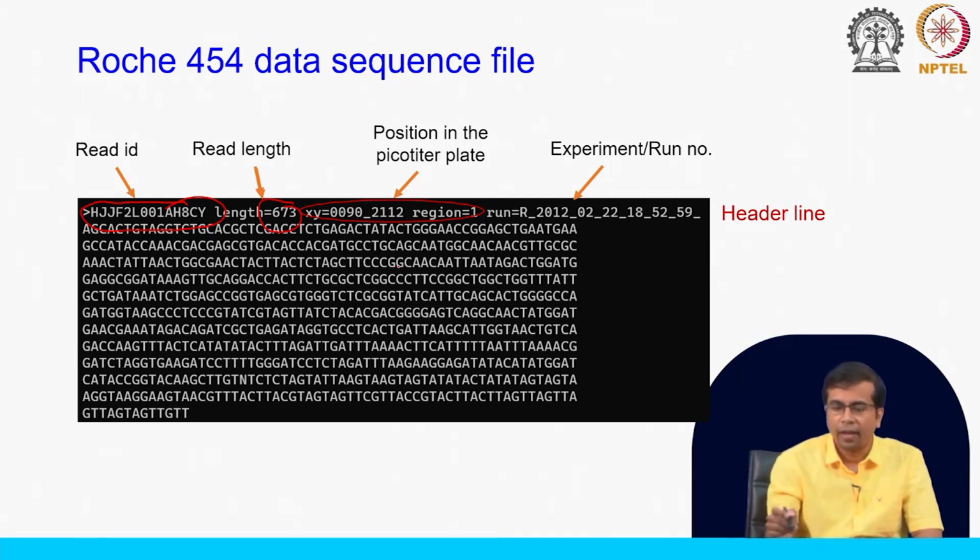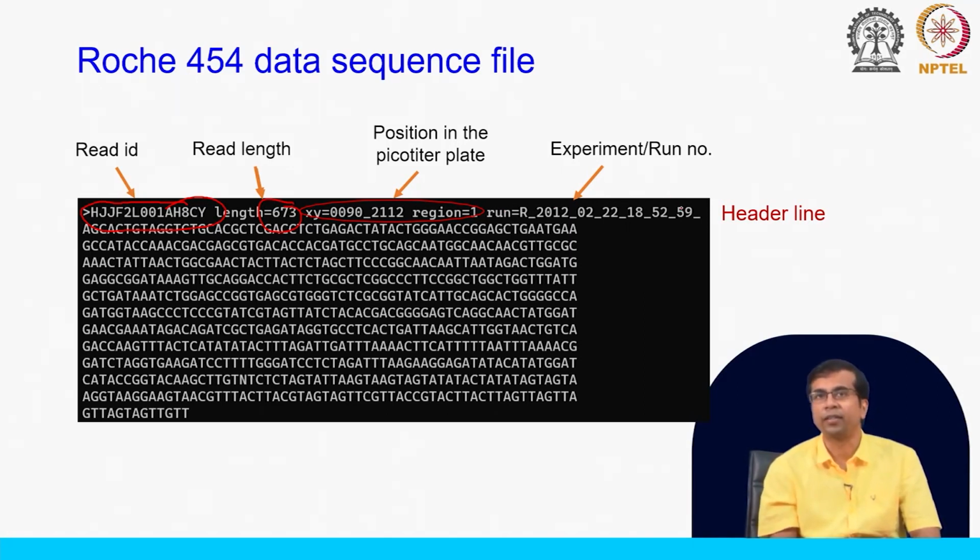Okay. And then followed by that you have this run number or experiment number, right. So, probably you can see the date and probably the time when this experiment was run, right, and this kind of information is there.